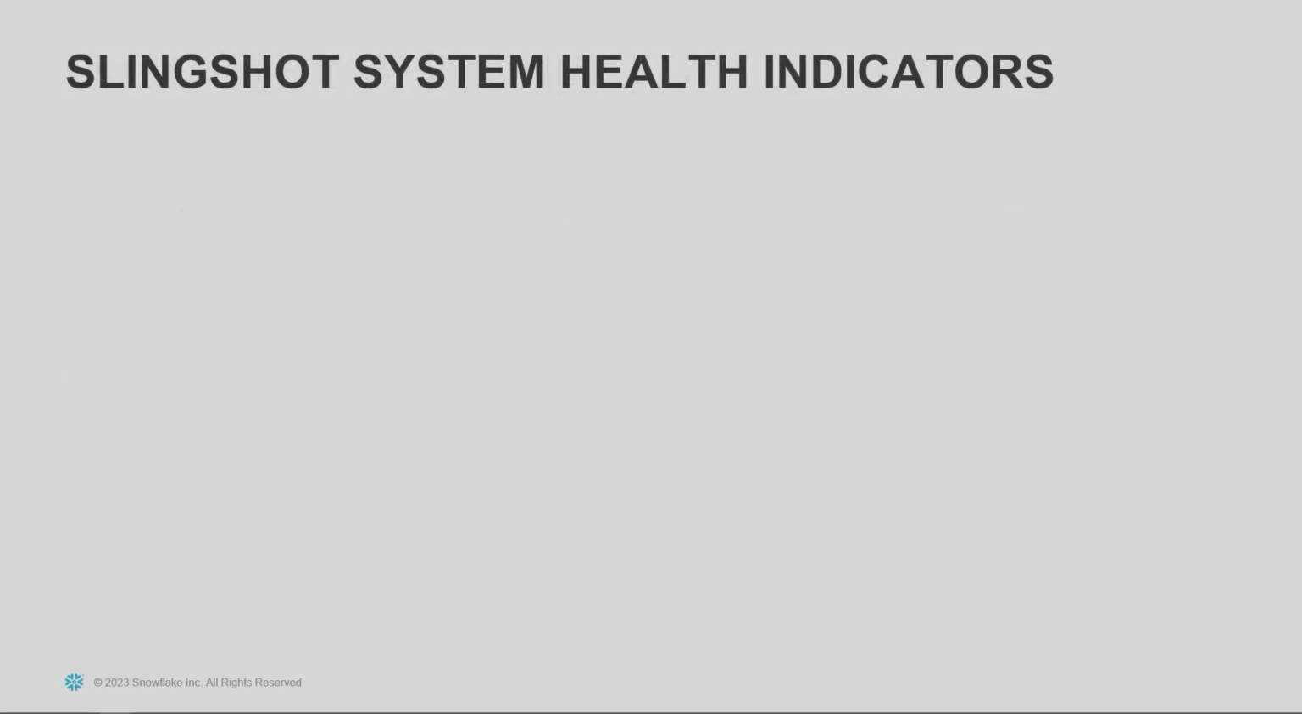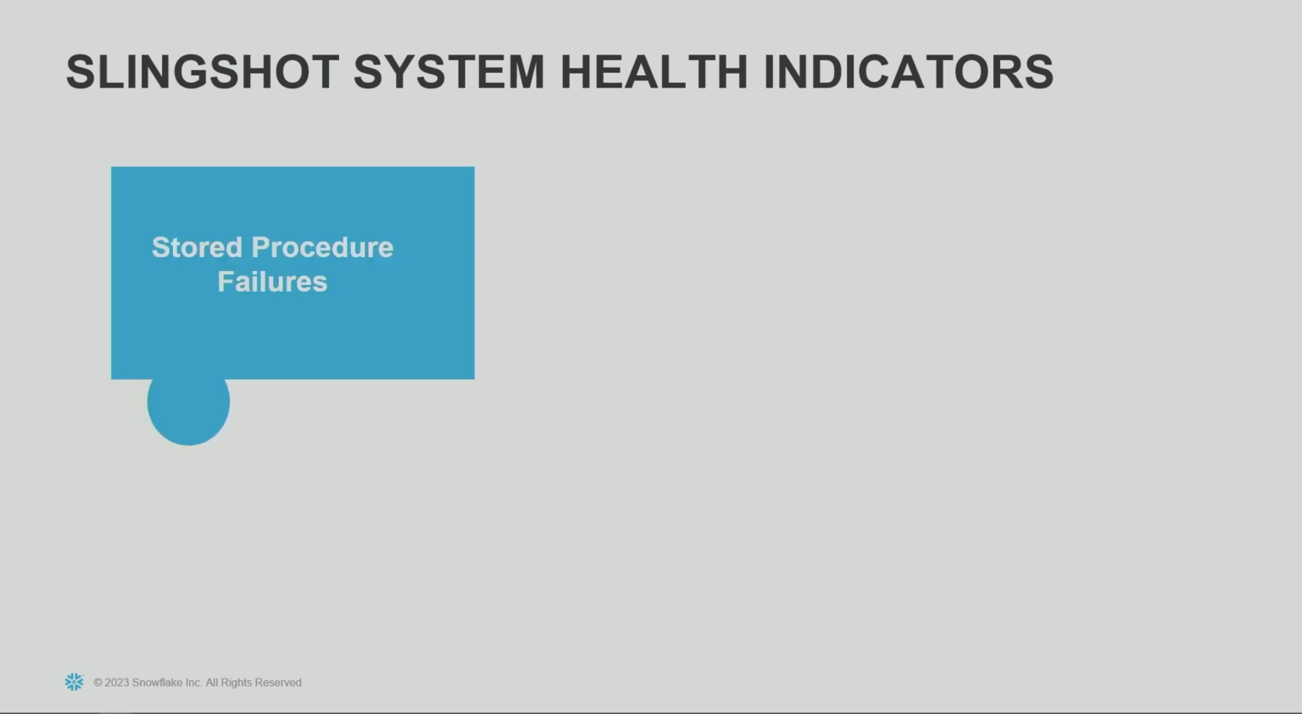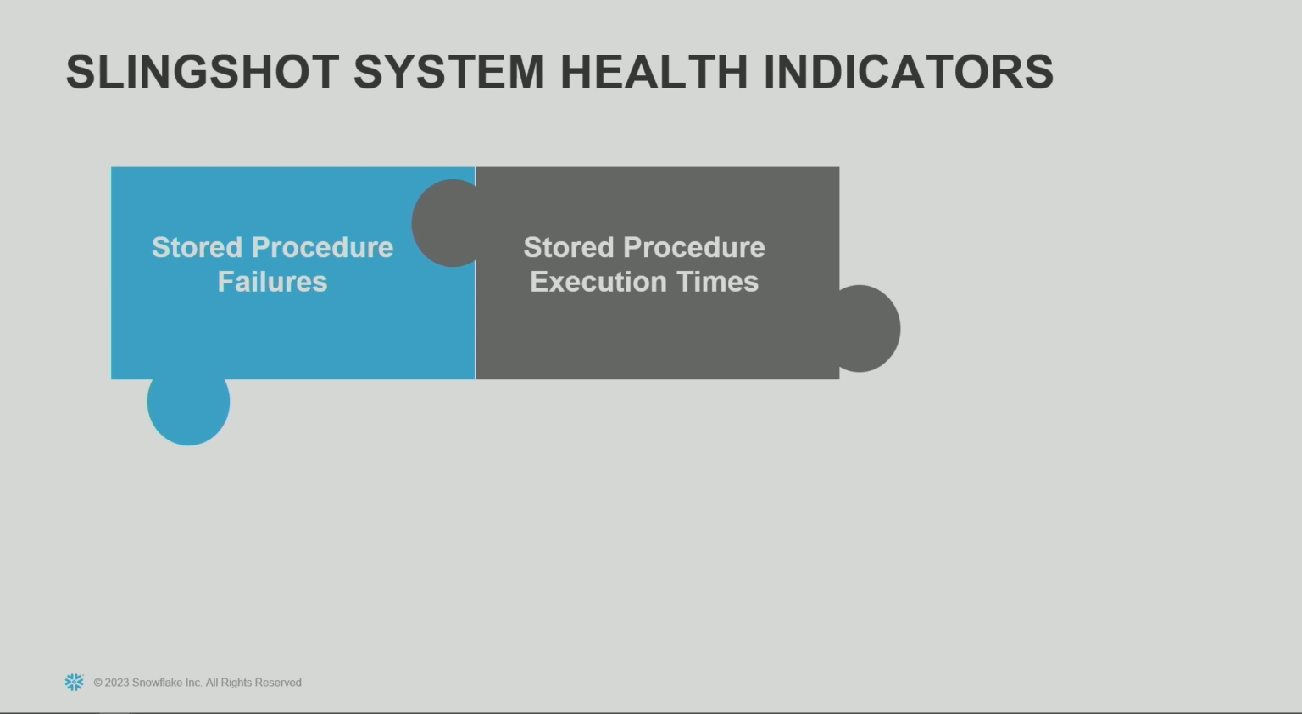Let's look at some of the things that Slingshot uses to understand the health of the system holistically, right? We look for stored procedure failures to understand the failures that are happening and be able to act on them, which happen as part of your data transformation or data validations. We also track stored procedure execution times to understand if things are taking longer than expected.